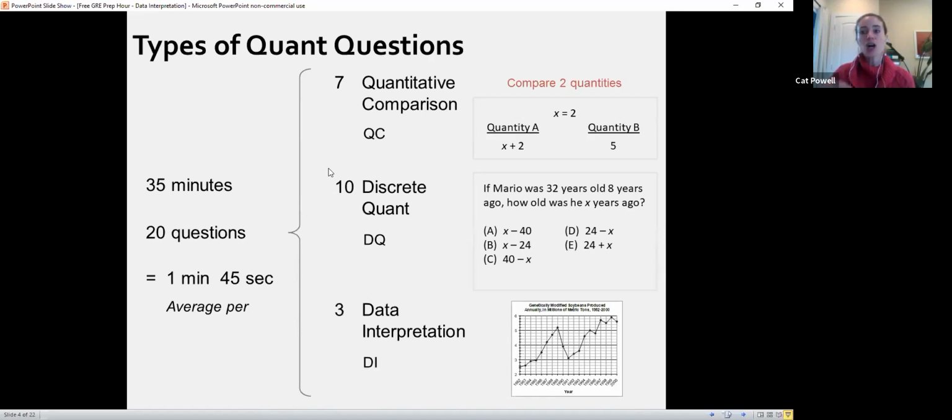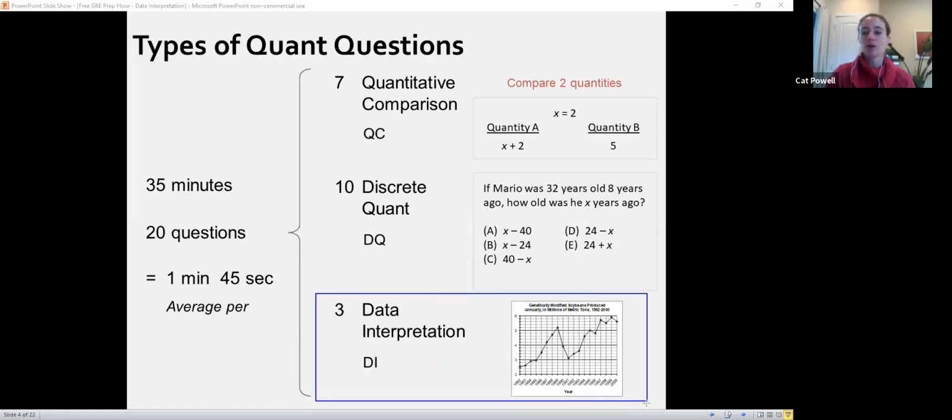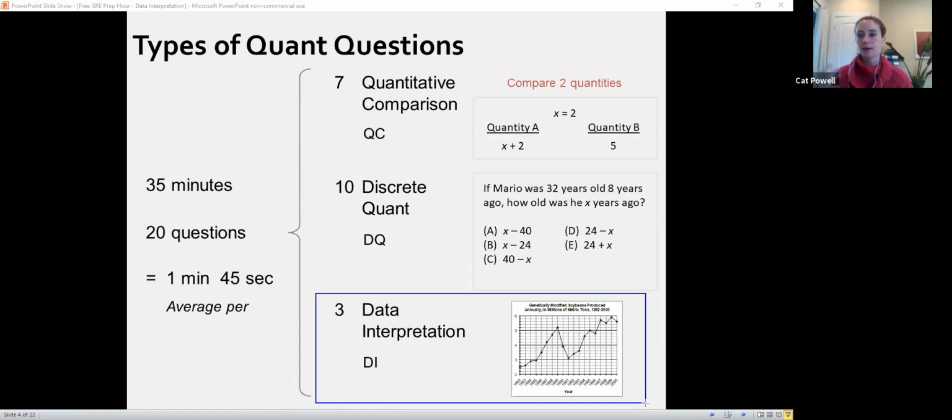Half the section are what we call discrete quant, or non-QC. Those are your A, B, C, D, E multiple choice questions that are probably a little bit more like math that you've done before in school or on the SAT. And then the third type is what we're going to talk about tonight. It's going to be our focus, what we call data interpretation. These are 3 questions that ask you about a graph or a pair of graphs.